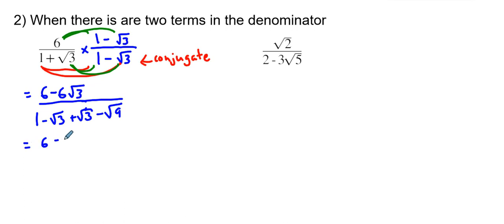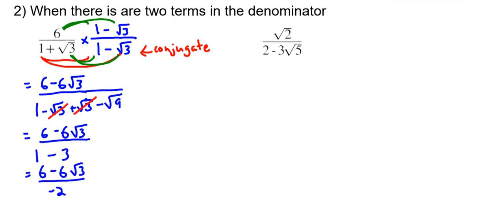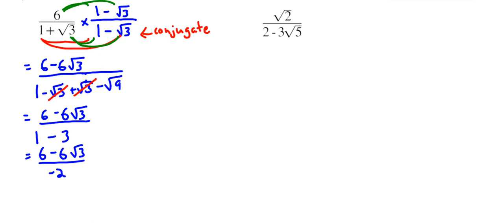So in the numerator, there's nothing else I can do. Those aren't like radicals. And in the denominator, you'll notice that the 1 is just a whole number. And positive root 3 and negative root 3, well, those will cancel. So you'll always get these middle terms canceling when you multiply by conjugates. Then we'll have negative root 9, which is negative 3. So let's simplify this. In the numerator, we'll have 6 minus 6 root 3. And in the denominator, we'll have negative 2. And remember, we also don't want to leave negatives in the denominator as well.